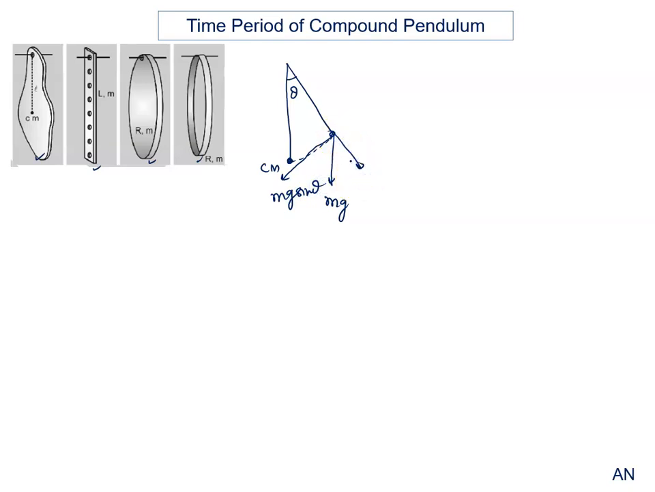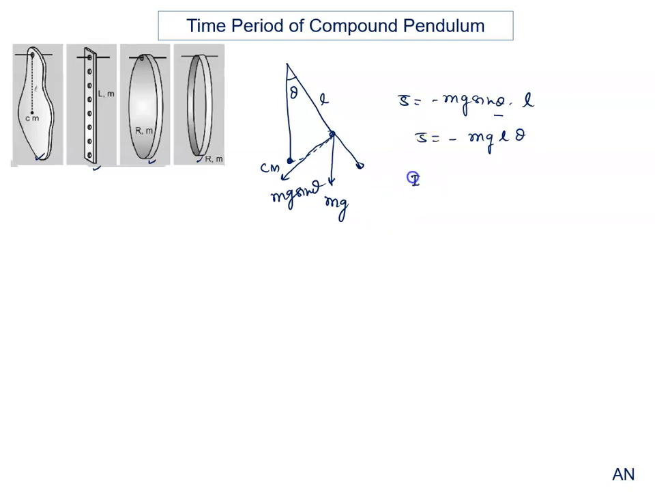Now for the restoring force, mg sin theta is responsible, or we can say for the restoring torque. If we calculate the restoring torque in this situation, it is mg sin theta into this distance L. So the restoring torque is given by minus mg sin theta into the distance from the axis of rotation, that is L. When theta is small, sin theta can be written as theta, so the torque is given by minus mgL theta.